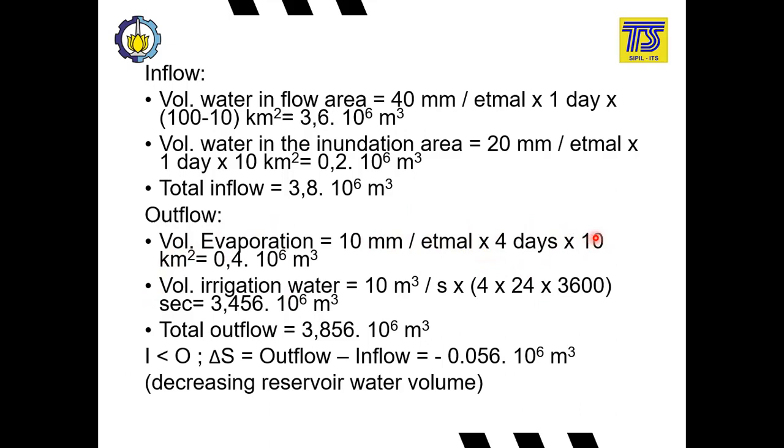Besides evaporation, we have the volume of irrigation as outflow of the reservoir. Here we have the volume of irrigation is 10 cubic meters per second, multiplied by 4 days, because we calculated for 4 days, multiplied by 24 hours, multiplied by 3600 seconds. And yes, we have the total outflow volume, 3.856 million cubic meters.